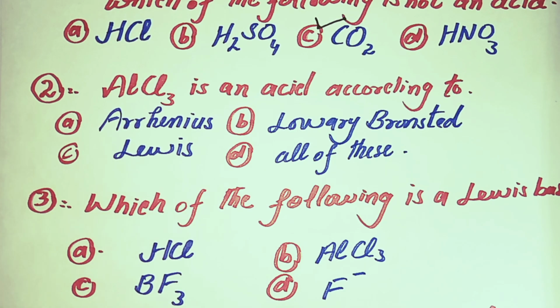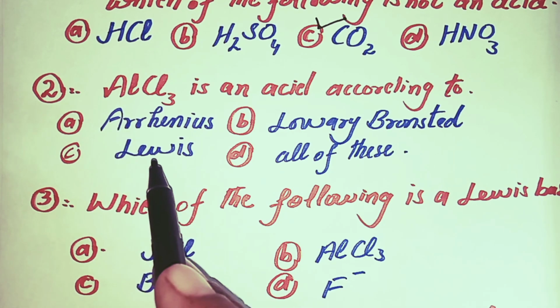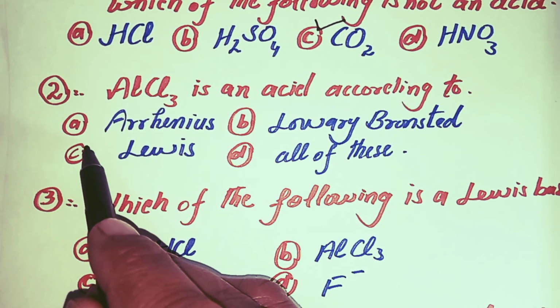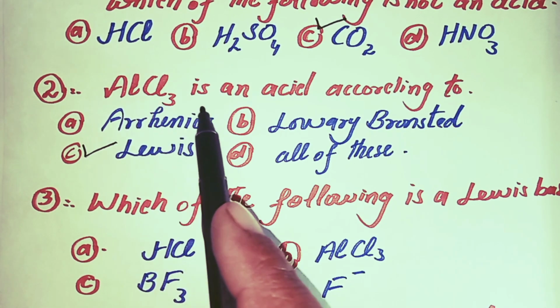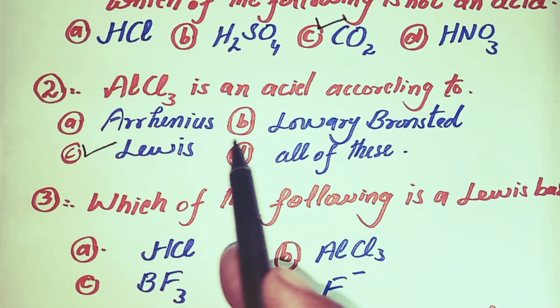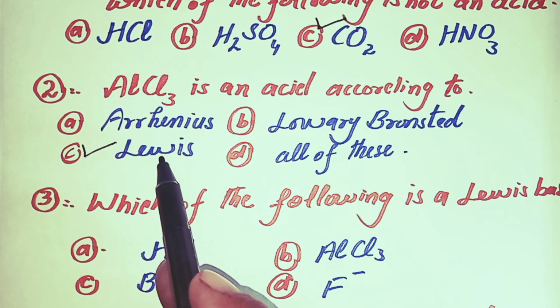So the option C is correct because aluminum trichloride is an acid according to the Lewis concept, and Lewis says that the acid is that substance which can accept a pair of electrons.